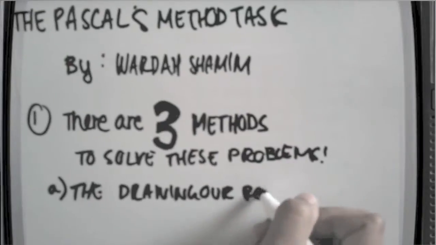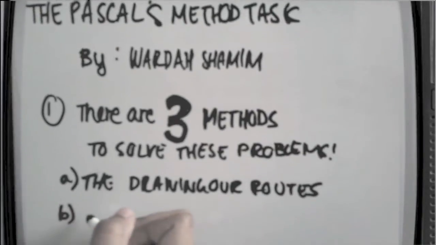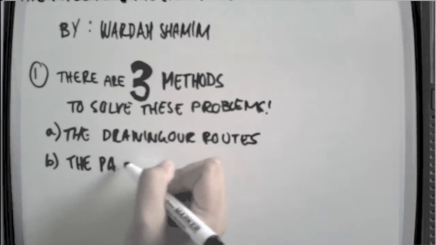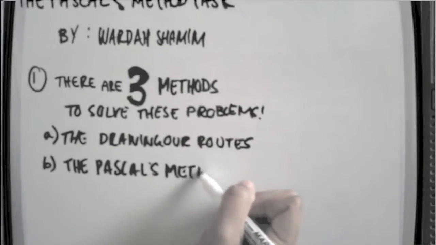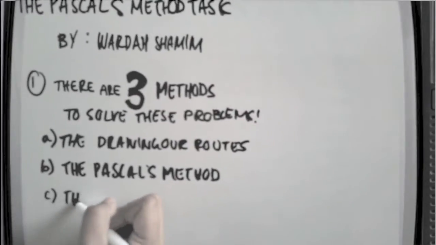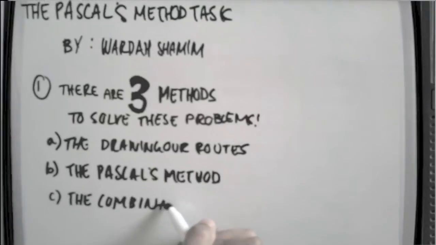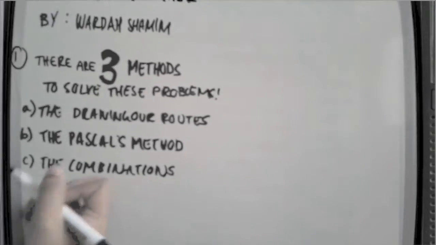So today I'm going to be talking about the Pascal's method task, and there are three methods involved in that: the drawing our roots method, which is going from simple to complex, the Pascal's method, and lastly the combinations method, which we learned in the previous unit.